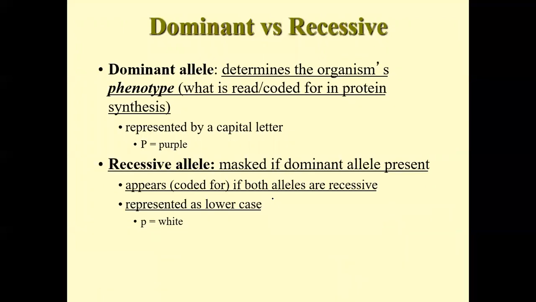So that is kind of where we're getting into. The dominant allele is going to determine what you would see. And then we get into recessive alleles, which, like I said, are going to be masked if dominant, meaning that they're not going to be expressed.